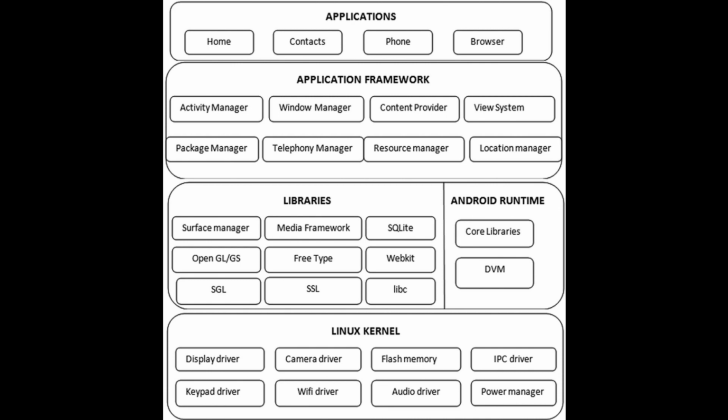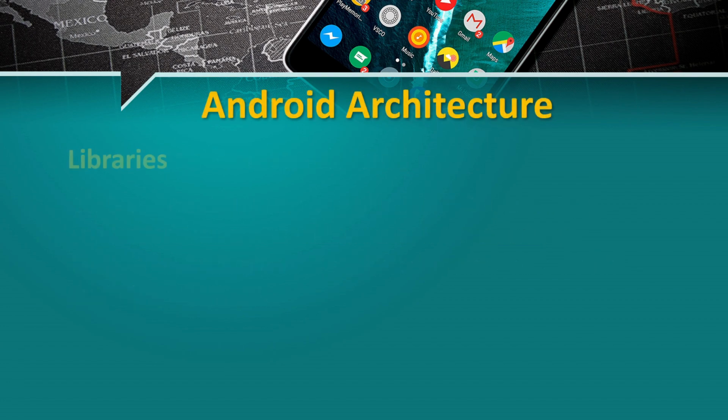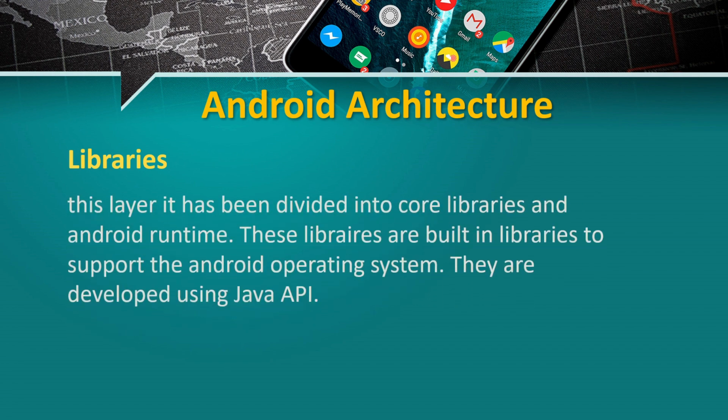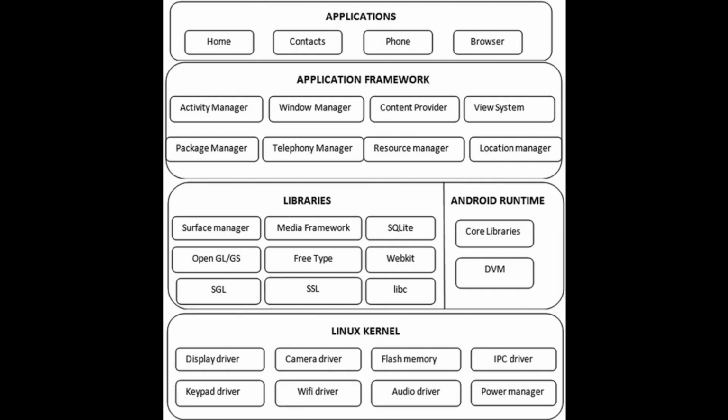This application framework is available inside the operating system of Android. It uses the core library features, and these core library features are developed using the Java APIs. The next layer is core libraries. This core library has been divided into two types, that is, Android runtime environment and libraries. These are all the native libraries or the inbuilt libraries.